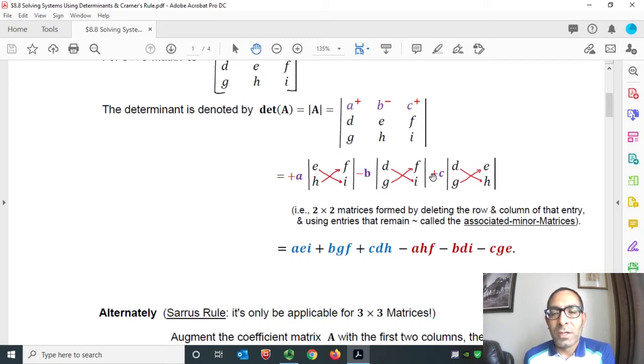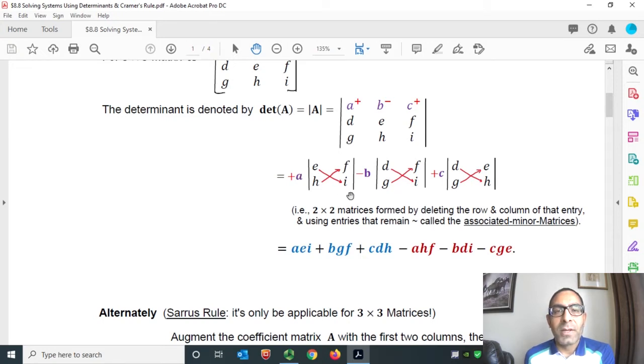And the third term is plus c times the determinant. This determinant is obtained by crossing out the third column and first row which includes the element c. Then we have the determinant of d, e, g, h. Now we do have these 2 by 2 determinants here.